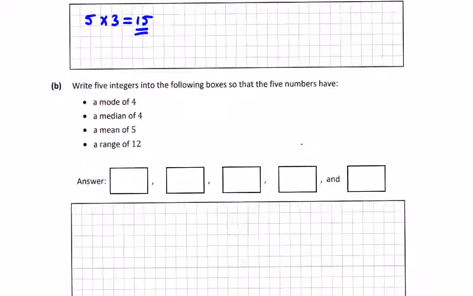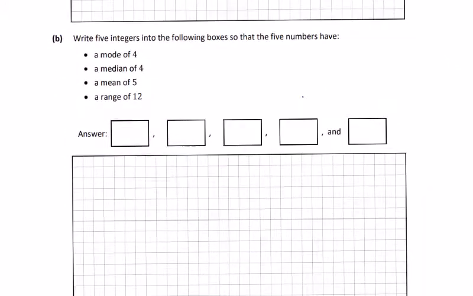Now the next one, 5 integers into the following boxes. So we might have a few options here. We might do a little bit of rough work. So they have a mode of 4. So we have 5 boxes. Let's put 2 4s into them somewhere to have a mode of 4. A median of 4. So the 4 needs to be in the middle box somewhere.